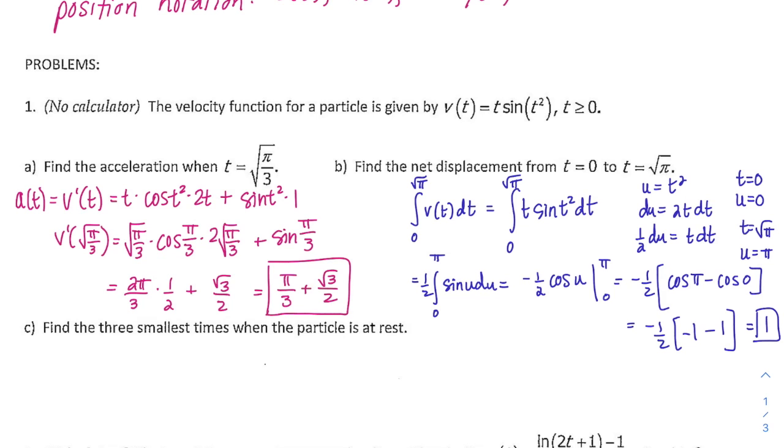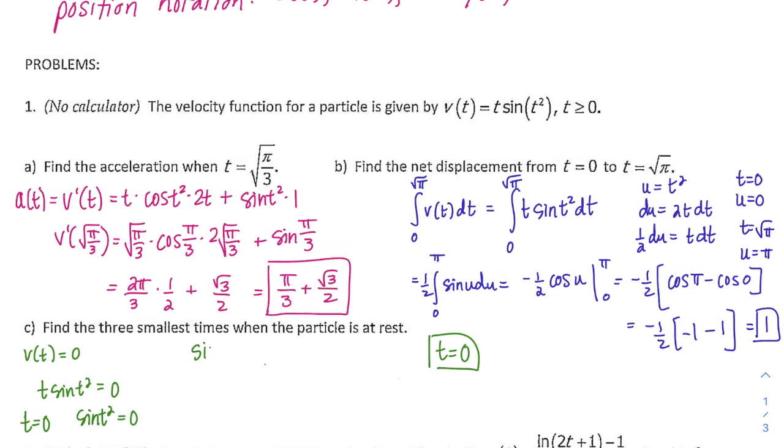Letter C. I'll change color so it's a little bit easier to see the difference, what work goes with what. It says find the 3 smallest times when the particle is at rest. A particle is at rest when the velocity is equal to 0. So I want to know, when does t sine t squared equal 0? That's already factored. So one option is when t equals 0. The other option is when sine t squared equals 0. So we already know one value, t equals 0.